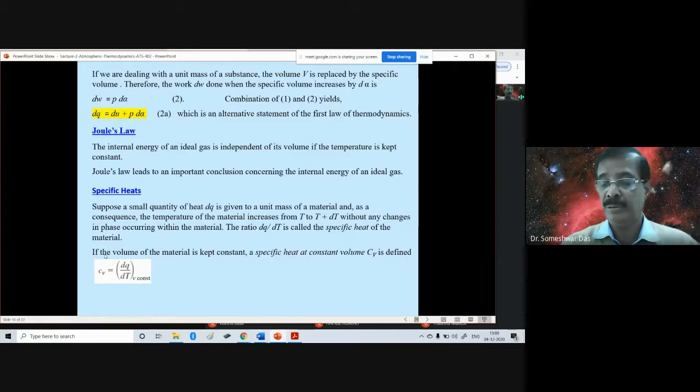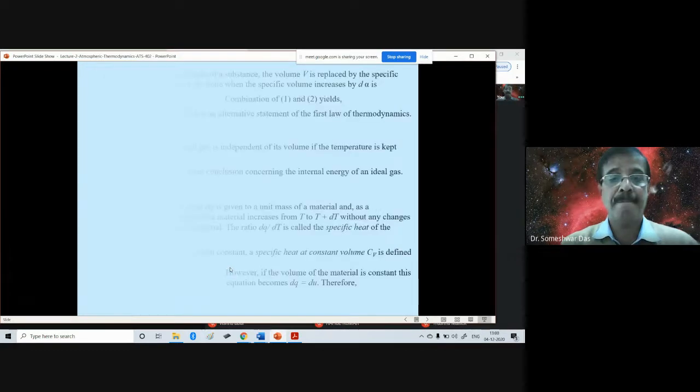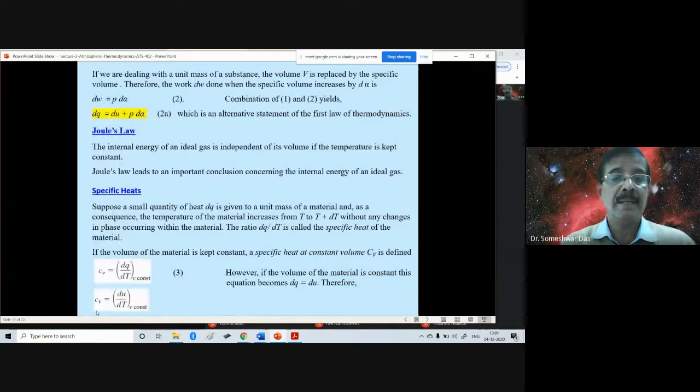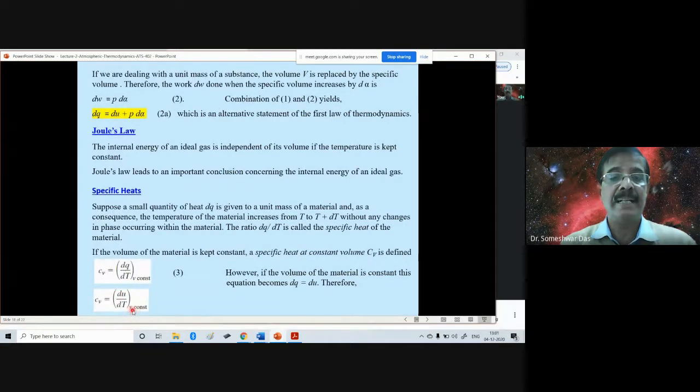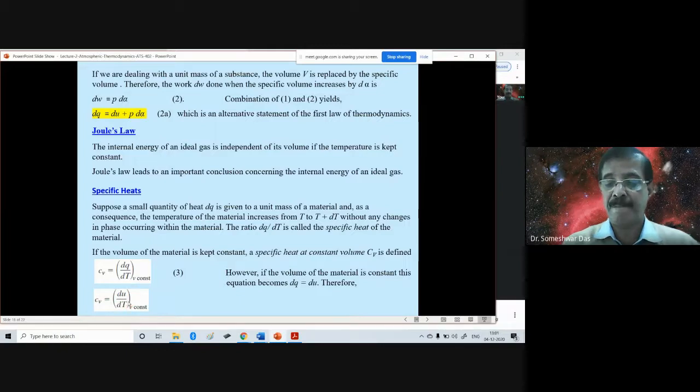I'm sure all of you have studied this. However, if the volume of the material is constant, this equation becomes dq equal to du. If dV is constant, then dq is simply equal to du, and therefore we can write Cv is equal to du by dT at constant volume. This is the specific heat at constant volume, equal to the ratio of the change in internal energy divided by the change in temperature.